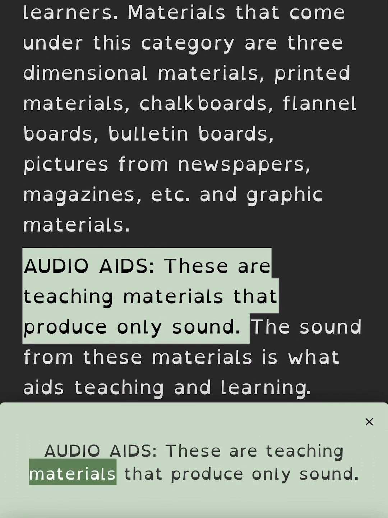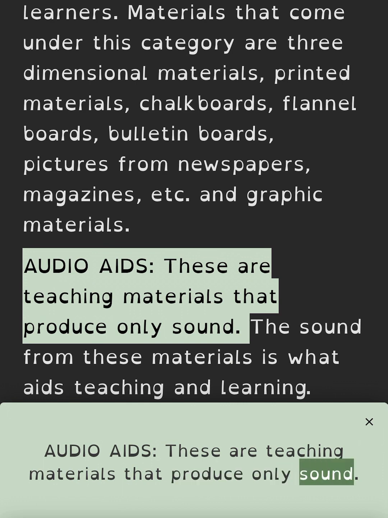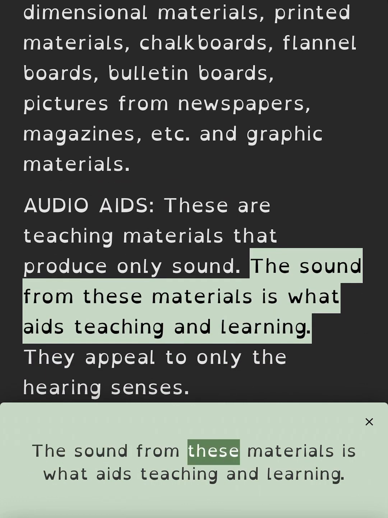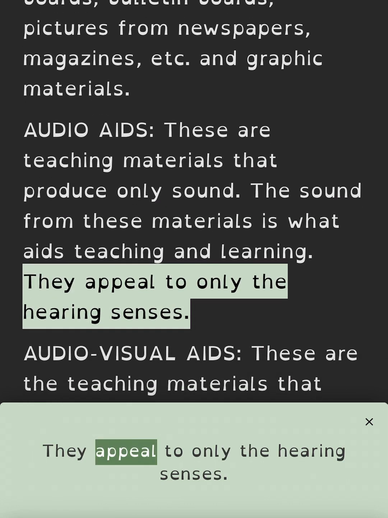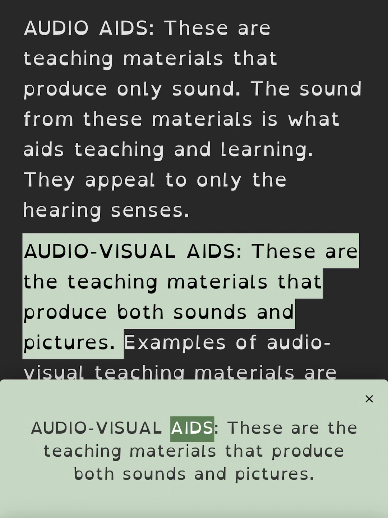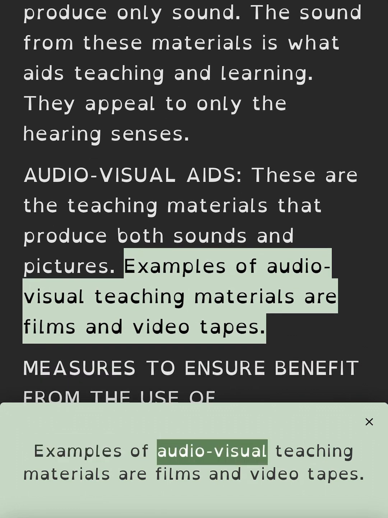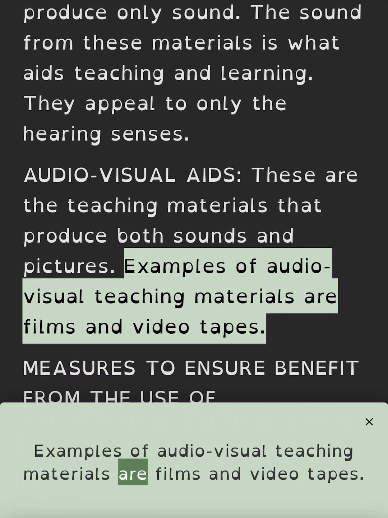Audio aids. These are teaching materials that produce only sound. The sound from these materials is what aids teaching and learning. They appeal to only the hearing senses. Audio-visual aids. These are the teaching materials that produce both sounds and pictures. Examples of audio-visual teaching materials are films and videotapes.